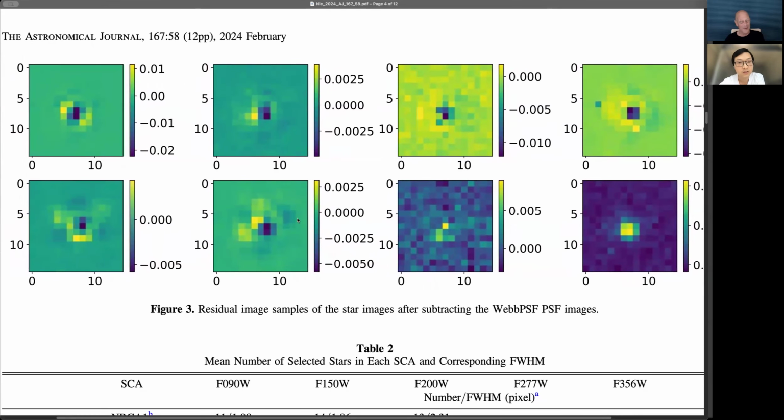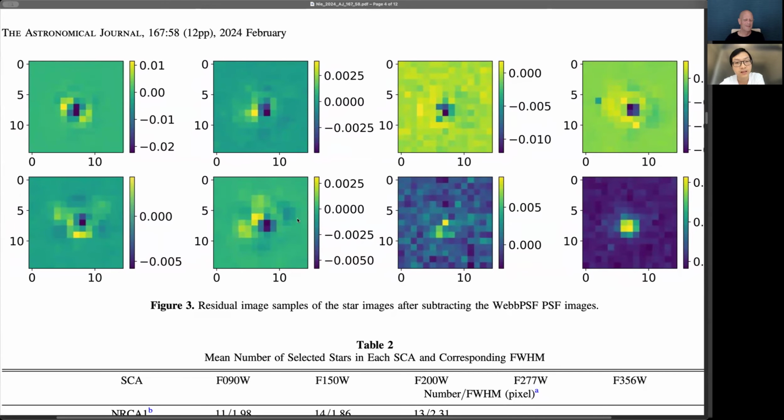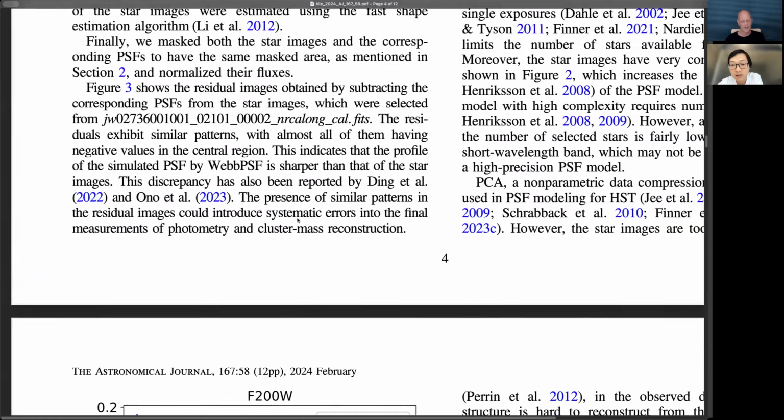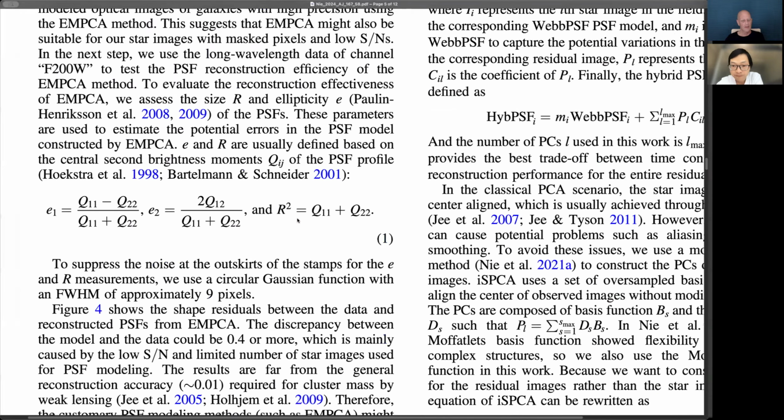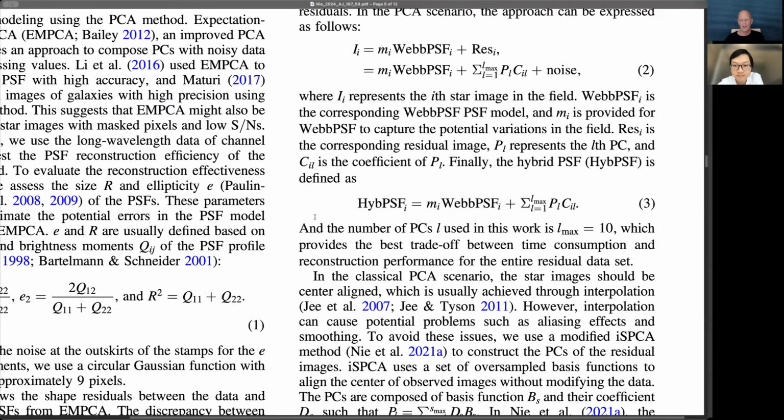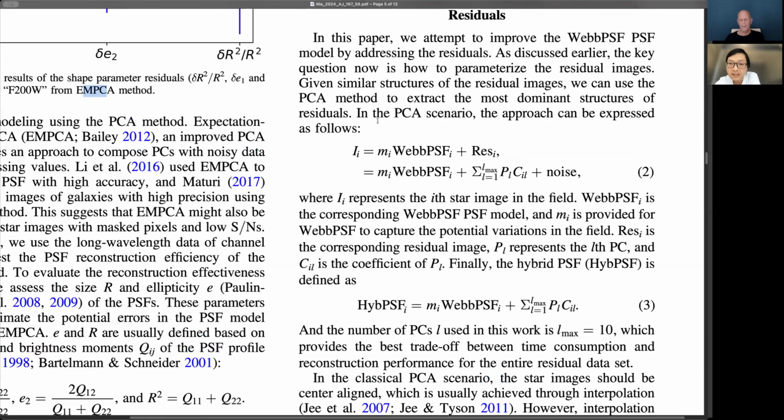So we can go to equation 2. Equation 1 is there, with our E's and R's, and equation 2 is right here. By considering the similarity or correlations of these residue structures, we can try to use something such as PCA or some other kind of method to model or reconstruct the residue structures and add them back to the WebPSF. So equation 2 shows the basic idea of this work.